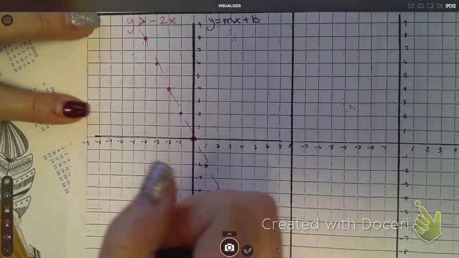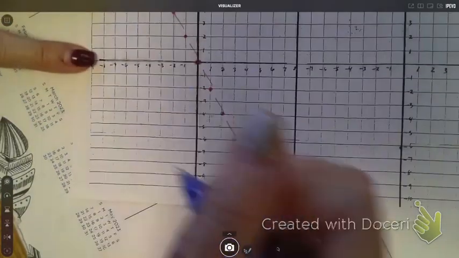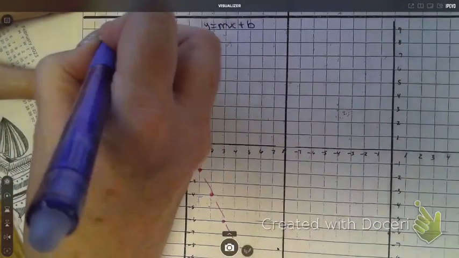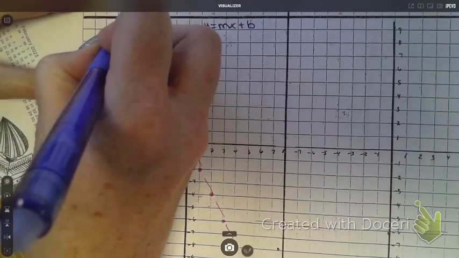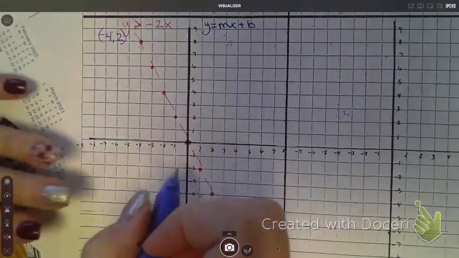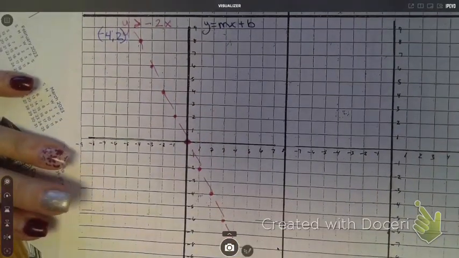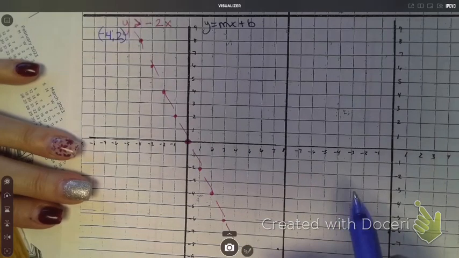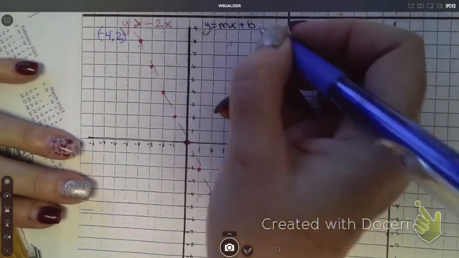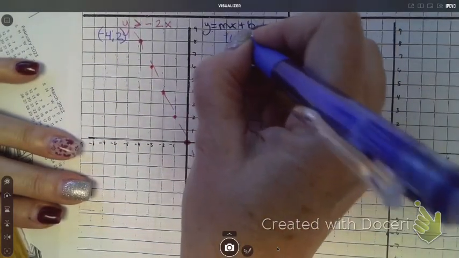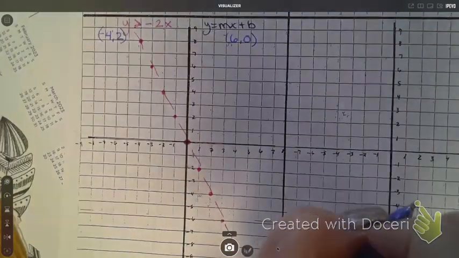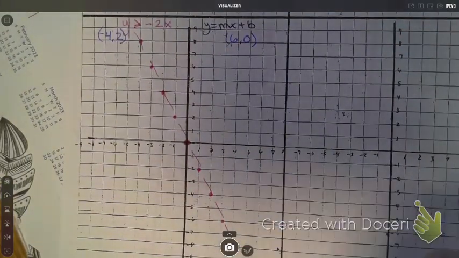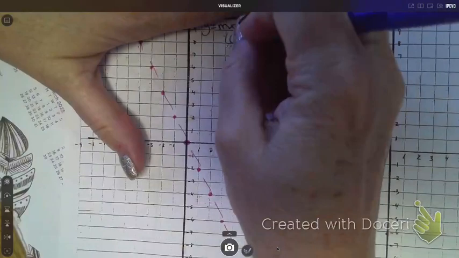Negative 4, 2. Y'all good with that one? Give me a right one. I want a positive 6, 4. I always pick something on the x or y axis. Negative 4, 2 and positive 6, 4.